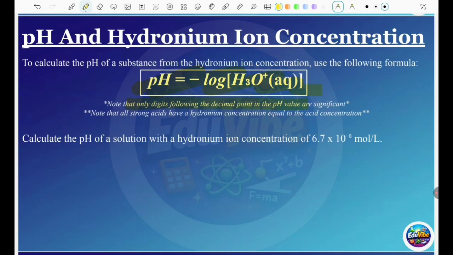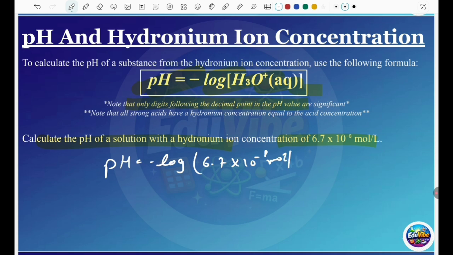So first let's solve this question, then do some more things. Okay. So we have to calculate the pH of the solution with a hydronium ion concentration of 6.7 times 10 raised to minus 8 moles per liter. Simple thing. To find the pH, you have to do minus log of 6.7 times 10 raised to the power minus 8 moles per liter. When you find this, you get about 7.173925.